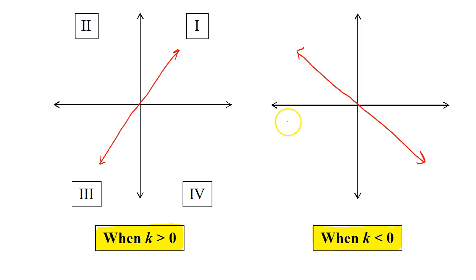So you want to make sure that you understand that when k is positive, the graph is going to be in quadrants 1 and 3. When k is negative, it's in quadrants 2 and 4.